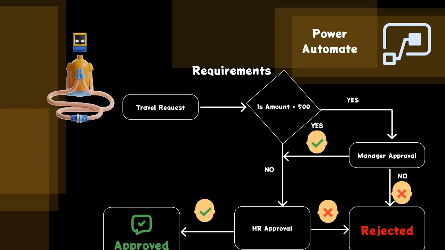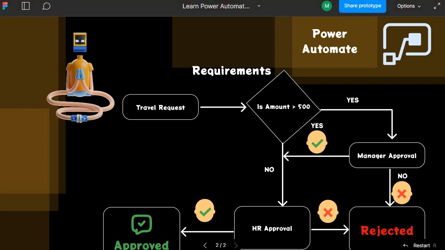So what his requirement is, whenever any travel request expense is being submitted and if the amount is greater than 500, then it should go for manager's approval. If the manager of the employee approves it, then it will go for HR approval, and once HR approves it, only then is the request considered as approved. Else the request is rejected. So this is about one condition. If the amount is greater than 500, then only this path the workflow should take.